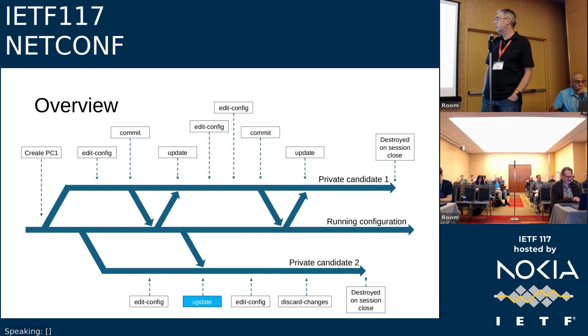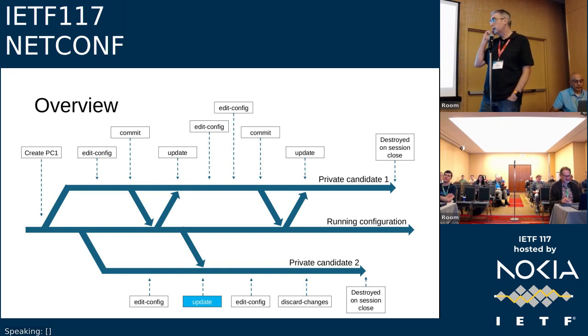Which means that your private candidate is now back in sync with the running configuration, but it does not close that private candidate. It would close it when you close down your session. So you can carry on making more edit-configs and do a commit again and so on. In the meantime, you'll notice down the bottom that private candidate 2 was opened. It is baselined against the running configuration at the time it opens it. It can do its own edit-configs completely separately from private candidate 1.